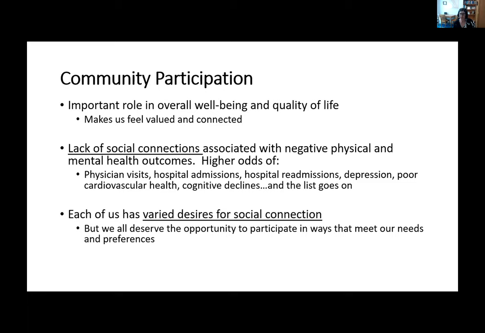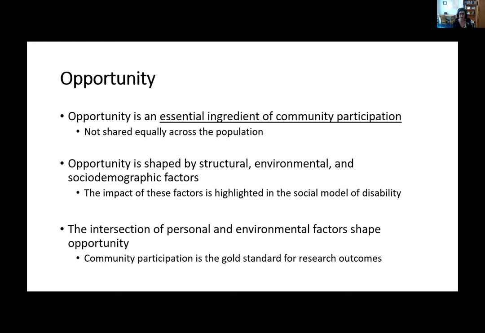That said, each of us has varied desires for social connection, and we aren't the same as the next person sitting next to us. Some of us want a lot of social connection all the time, some not so much, but we all deserve the opportunity to participate in ways that meet our needs and preferences. And so really, community participation is shaped by opportunity. It's the essential ingredient of participating. And unfortunately, opportunity is not shared equally across the population. Now, opportunity is shaped by structural, environmental, and socio-demographic factors. And the impact of these factors is really highlighted in the social model of disability, where the intersection of personal and environmental factors shape some of these opportunity aspects, and community participation in this regard becomes the gold standard of research outcomes.